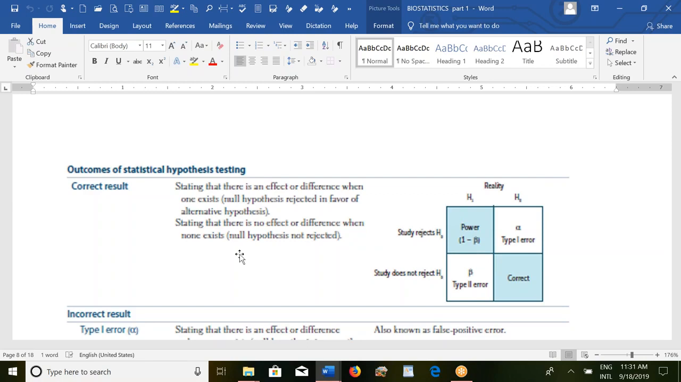Then stating that there is no effect or difference when none exists. So these are the correct results. So it will mean that null hypothesis is not rejected, because null hypothesis says that there is no effect or no relationship. So the same thing has been proven. So we will accept null hypothesis. It will not be rejected.